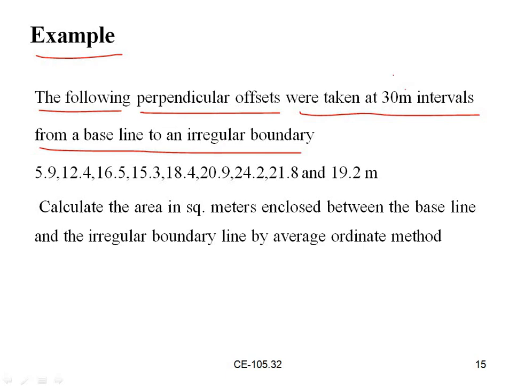So the 30 meters means what? You have to remember, that is D. The D is called 30 meters intervals. It is the common distance between the offsets.